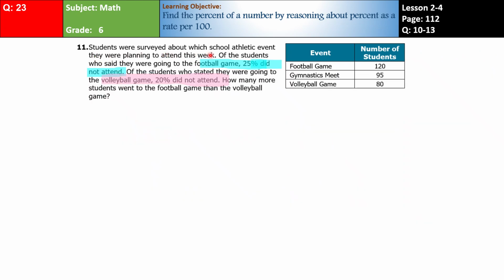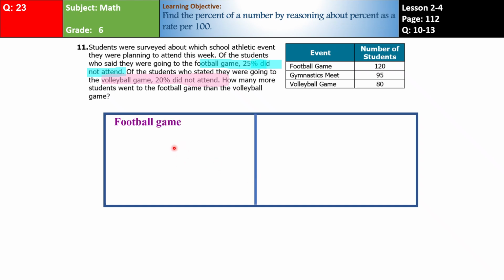Students were surveyed about which school athletic event they were planning to attend this week. Of the students who said they were going to the football game, 25% did not attend. Of the students who stated they were going to the volleyball game, 20% did not attend. How many more students went to the football game than the volleyball game? So what we are going to do again: when something is full, that is 100%. So for the football game, we have 100 minus 25, that is 75%. So we are going to find 75% of football. Football is 120.